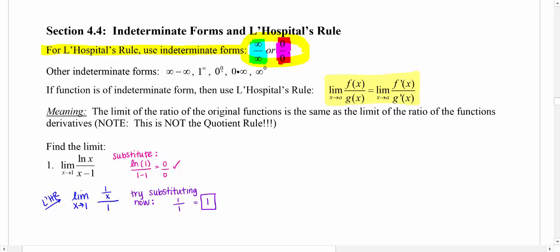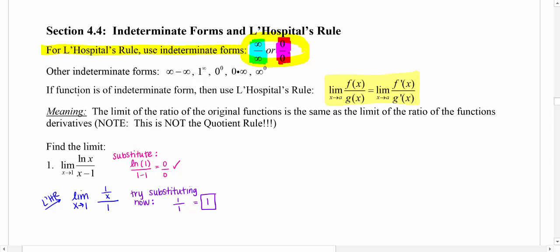0 to the 0, well, that's because it violates what we've said before. 0 to any power should be 0, but we also said anything to the 0 should be 1. So we need to look at that. 0 times infinity and infinity to the 0 are also indeterminate forms.